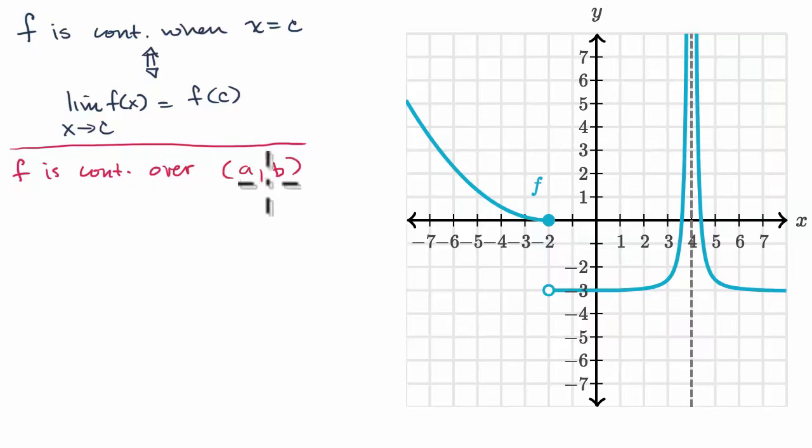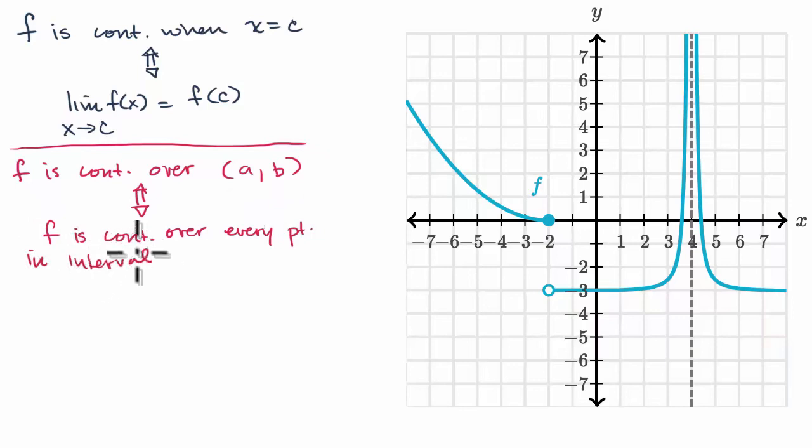So f is continuous over this open interval if and only if f is continuous over every point in the interval. So let's do a couple of examples of that. So let's say we're talking about the open interval from -7 to -5. Is f continuous over that interval?